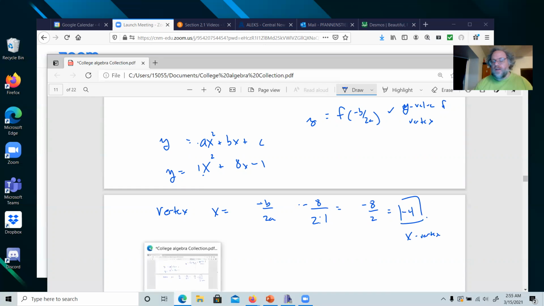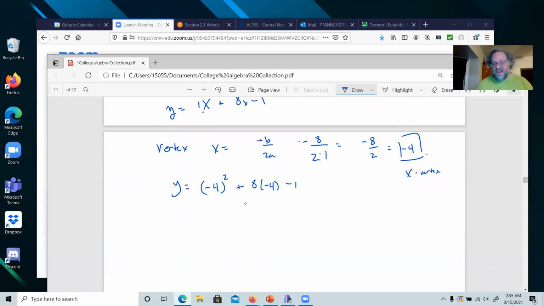Now, how do we get the y? Well, we plug in x equals negative 4. So we say y is equal to negative 4 squared plus 8 times negative 4 minus 1. See, I told you it wasn't going to be as bad as it looked. This is much easier to deal with. So negative 4 squared is going to be a positive number. I don't care what your calculator tells you. Minus 32 minus 1. 16 minus 32 is negative 16. Negative 16 minus 1 is going to be negative 17. So my vertex is negative 4, negative 17.